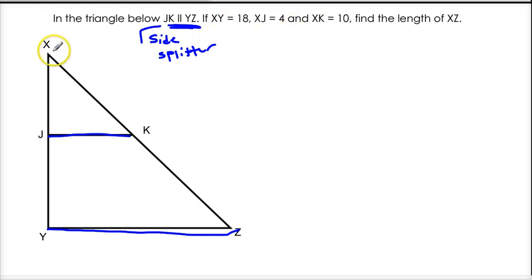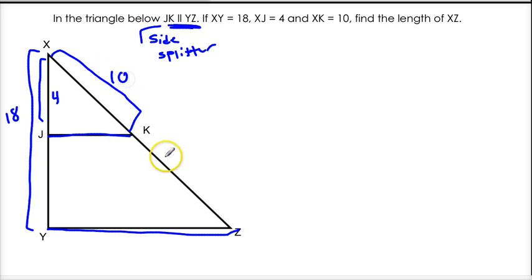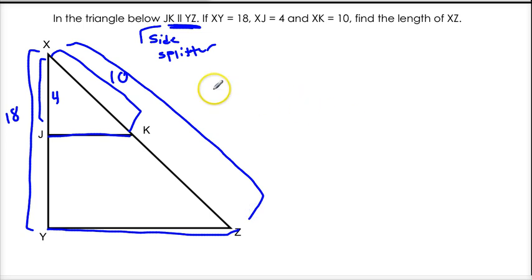If XY is 18, so that's my whole thing right here, okay? If XJ is 4, so that's right here, and that's just 4, all right? And XK, which is this guy right here, is 10. I want to find out what XZ is, which is the whole thing. Now I know what you're thinking. This looks confusing. Well, actually, it's not. I'll show you how to do it.